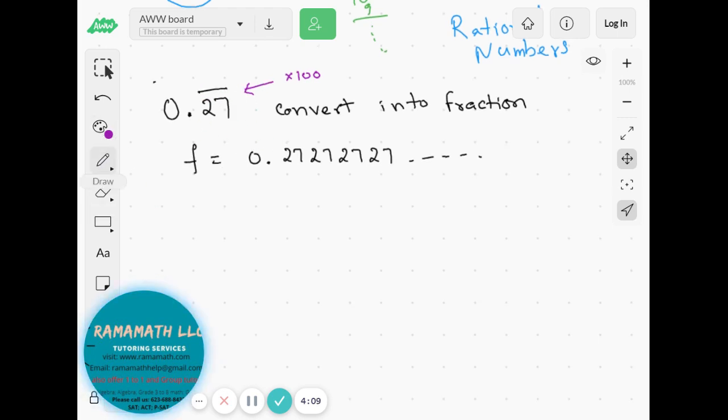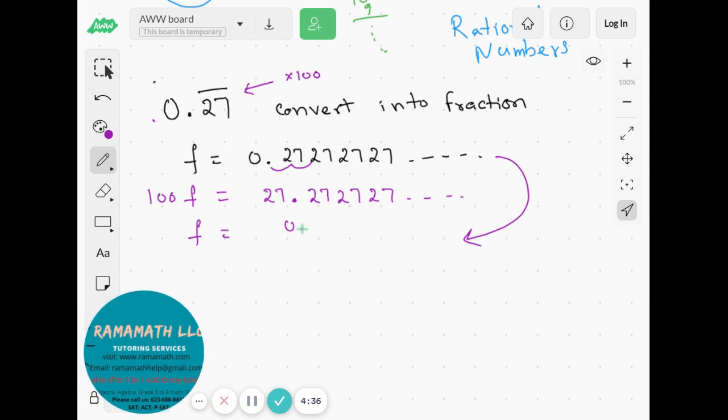So if I do that, I get 100 times f. I moved the decimal 2 places, so it's going to be 27.272727 and so on. That is good, but how do I cancel out the repeating? I'll write down f one more time here at the bottom, which is 0.272727 repeating like that. So let's subtract these two, so that way I can cancel out the repeating part.